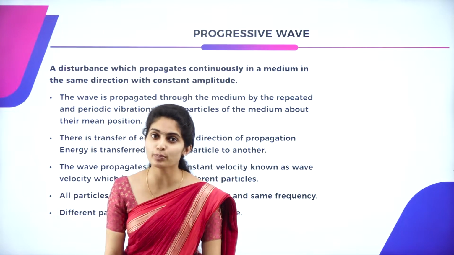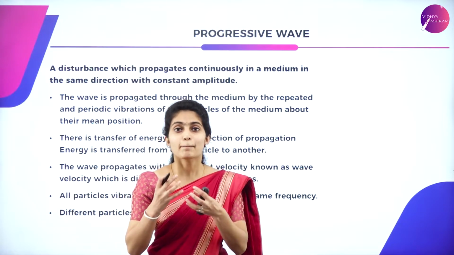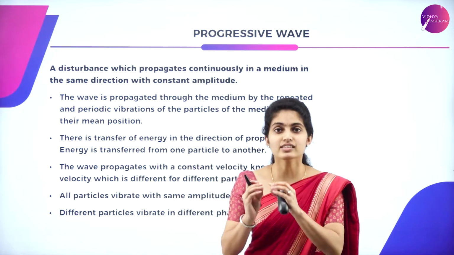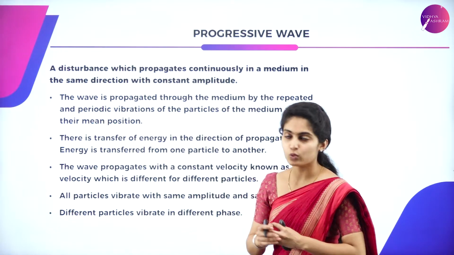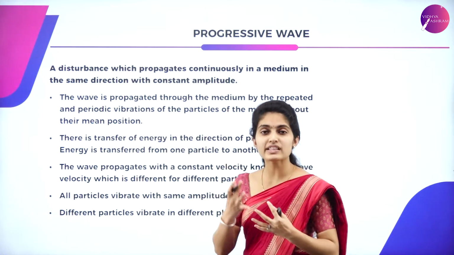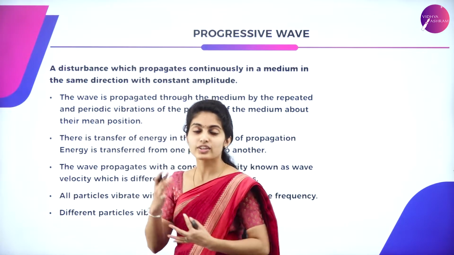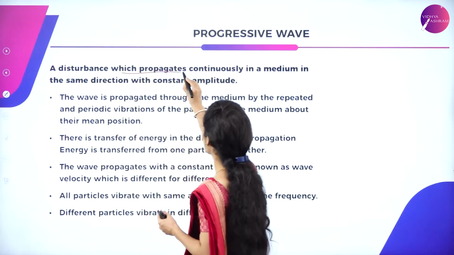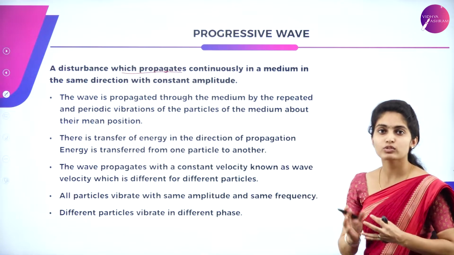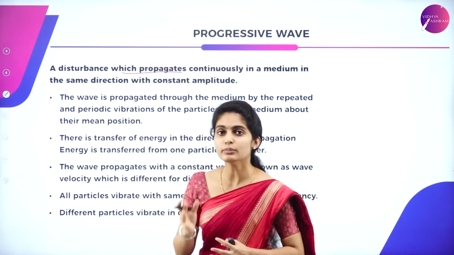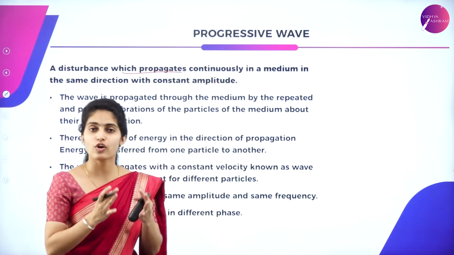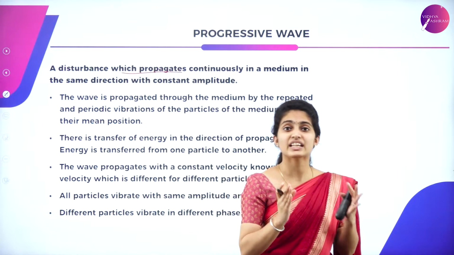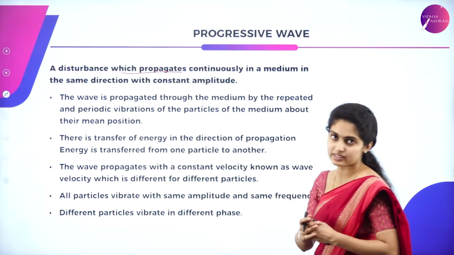So what is meant by a progressive wave? The term progress itself says that the one which goes forward, that is, the one which continues its flow. So a progressive wave can be defined as a disturbance which propagates continuously in a medium. For a wave to travel, it requires a medium. So there is a continuous propagation of a wave, that is, the disturbance created continuously in a medium. That is said to be a progressive wave.